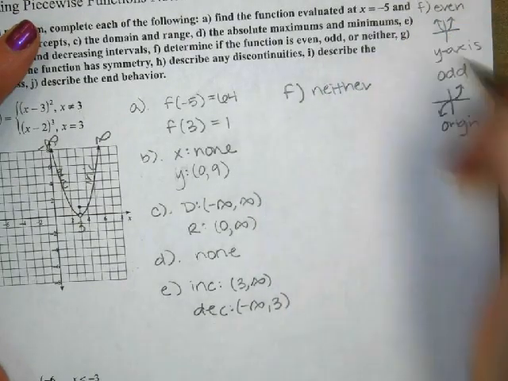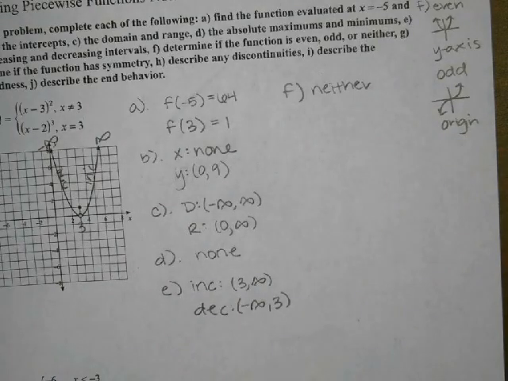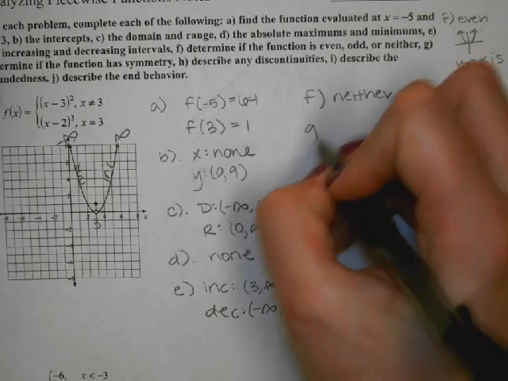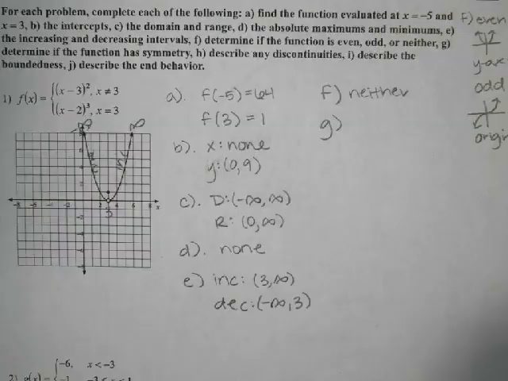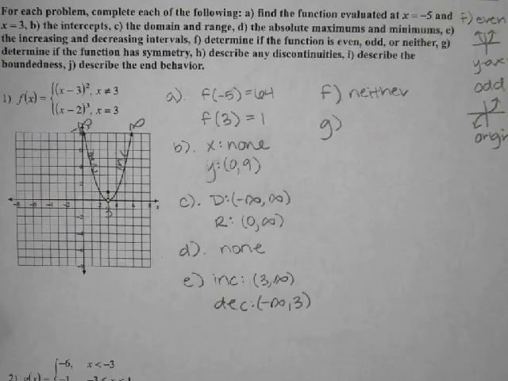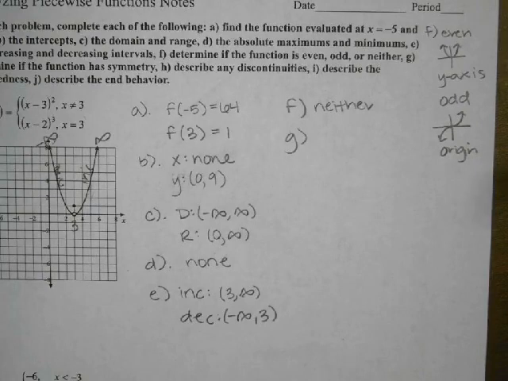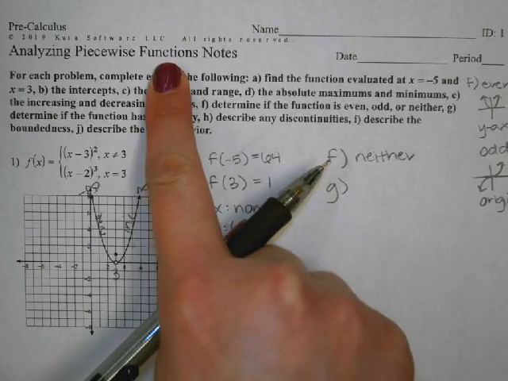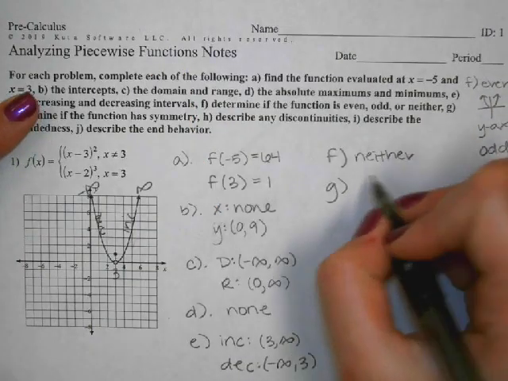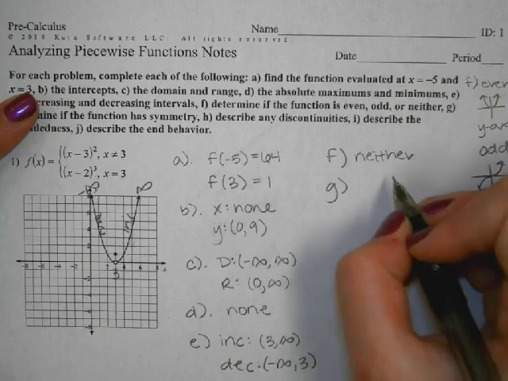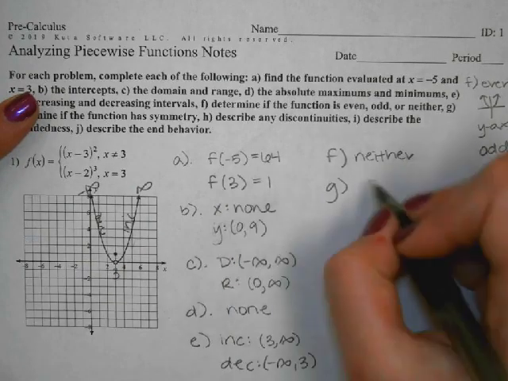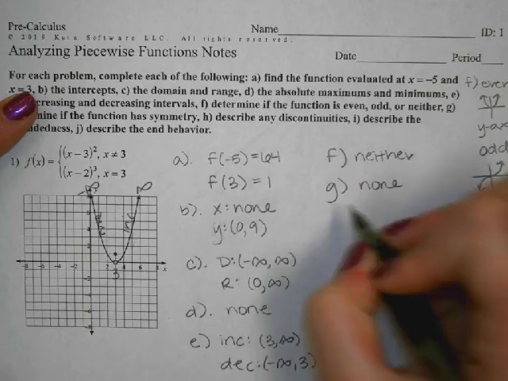Now, for part F and for part G, for even, odd, neither, and then for symmetry, you're going to find that oftentimes there's nothing there for piecewise functions because they don't often have a lot of symmetry, but it's worth it to check anyway. So we said that there was no symmetry to the y-axis, no symmetry to the origin. There generally shouldn't be symmetry to the x-axis because that would mean it's not a function, and these are piecewise functions. So the only case where it would be symmetric to the x-axis is if your line went across the x-axis. So we're going to say it has no symmetry.